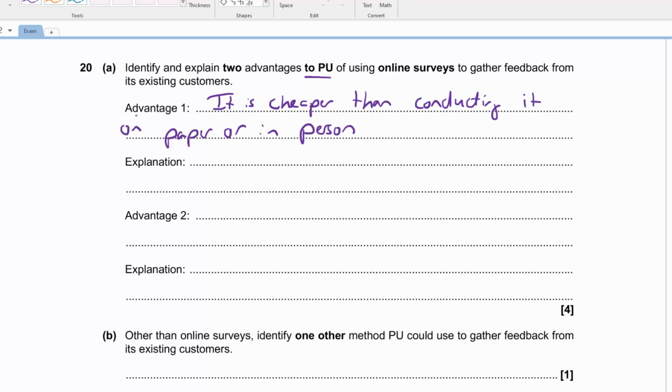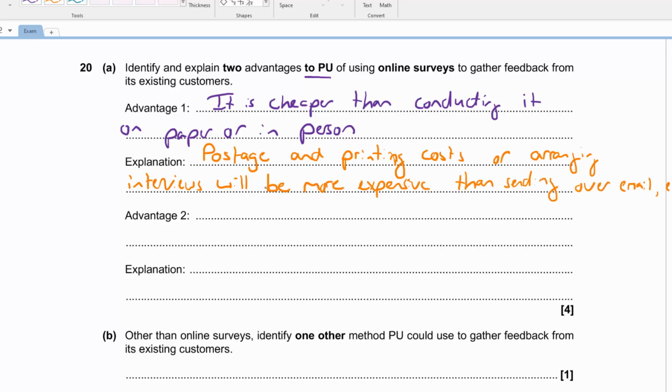And we need to explain this. So we can say, well, if it's on paper, we have to pay for postage and printing costs. Or if it's in person, having to conduct an interview or a consumer panel will be more expensive than sending it over email, for example. And a second advantage, well, maybe we could say analysis will be easier. So analysis of the responses will be easier.